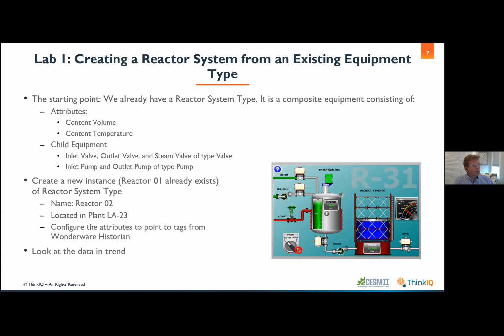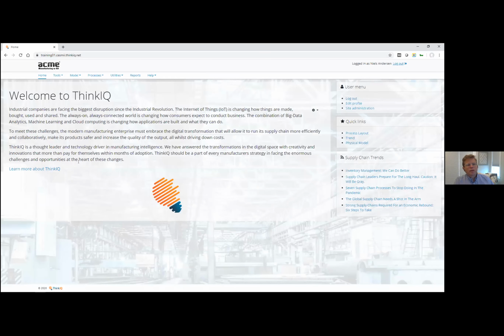So if I can find my web browser here. So now we are inside the platform. This is just when you take an empty, default system and install it. This is the default home screen you get. You have a menu system on the top, and we are specifically now going to go into the part of the menu system where we are modeling, and we're specifically looking at the physical model.